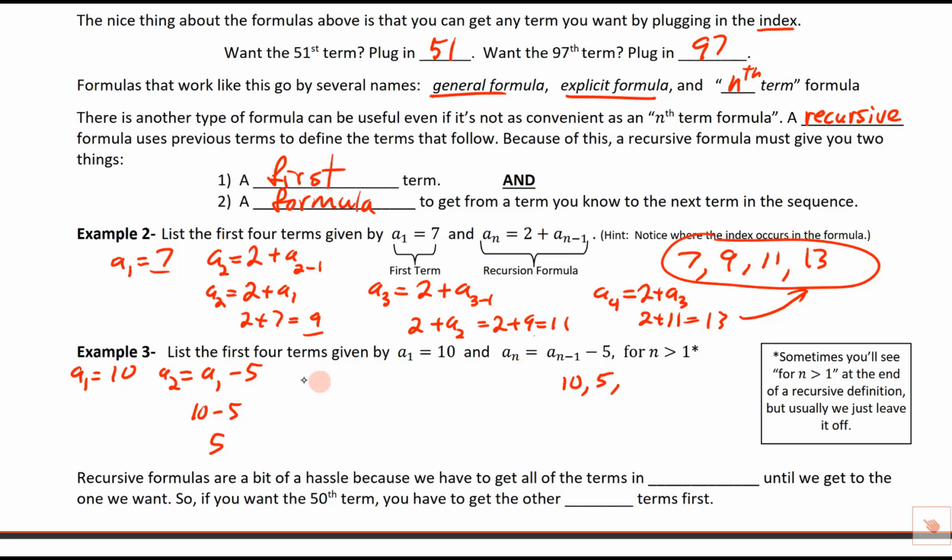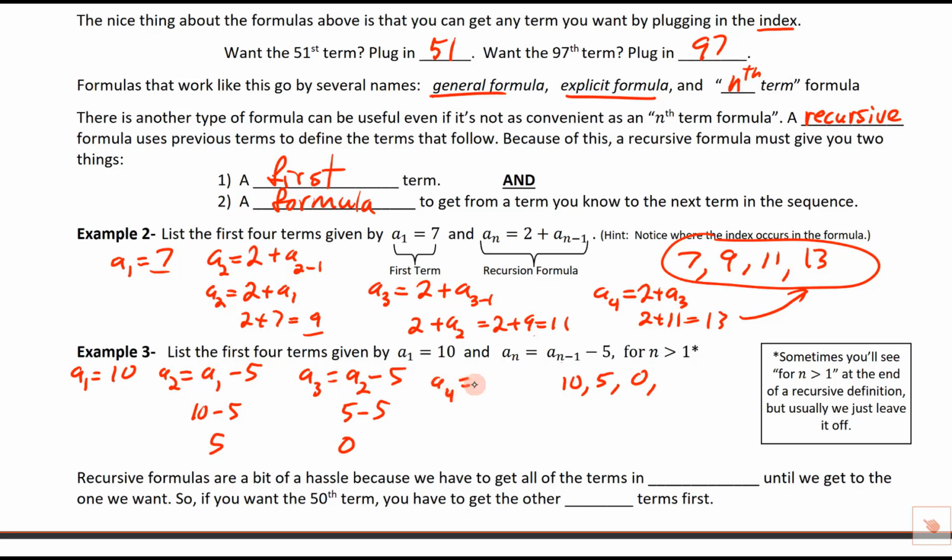So the next one, if I want to find the third term, so I'm putting a 3 in here and I'm putting a 3 in here. So if I want the third term, I need to take the second term. So this is a sub 2. Notice how this is 1 less than that one right there. And then we're going to subtract 5. So the second term is 5 minus 5. We end up with 0. So I'm going to put a 0 for the third term.